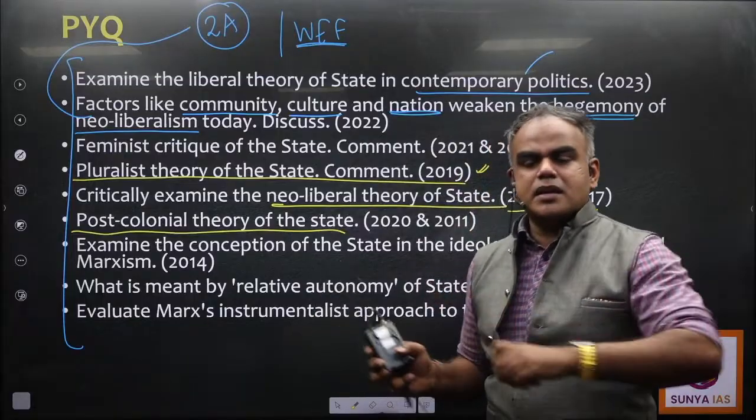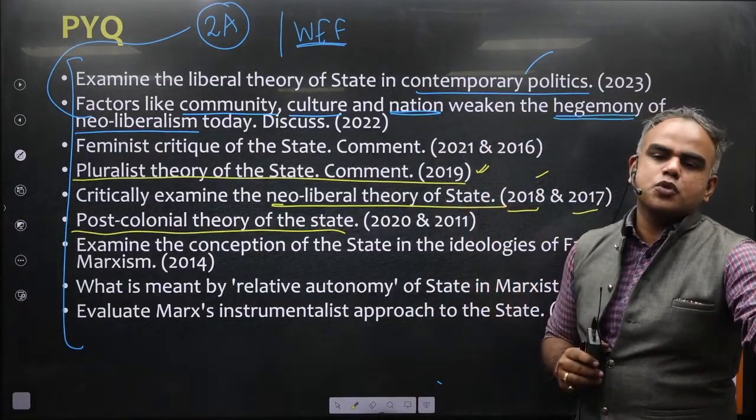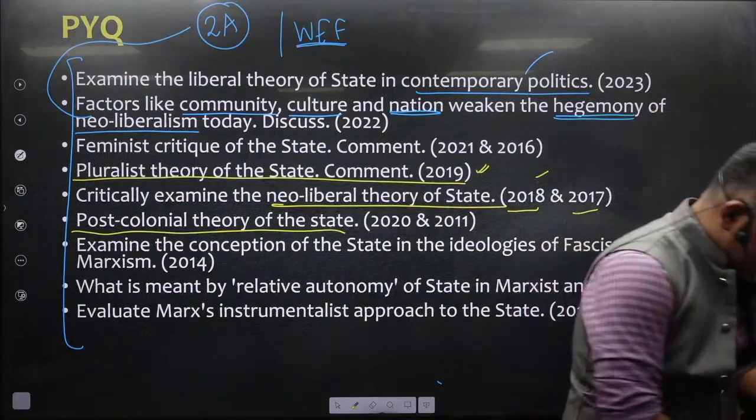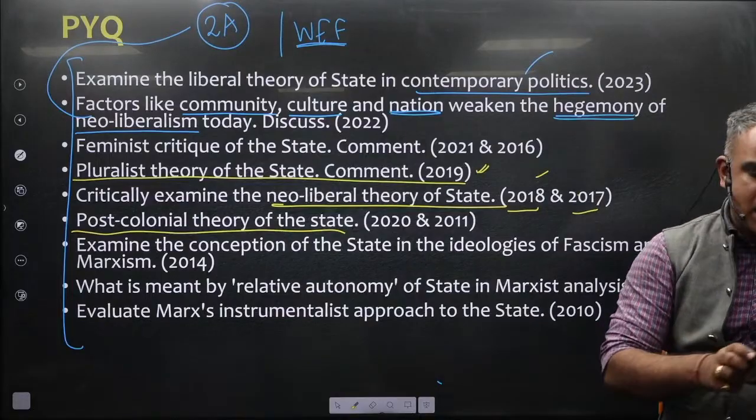Subaltern. So when I say Gayatri Spivak, Homi Bhabha, etc., they talk about the subaltern school. Okay. Just a second. Examine the conception of state in the ideology.